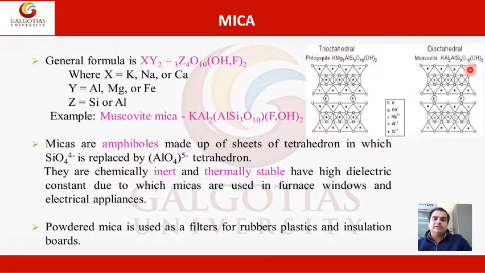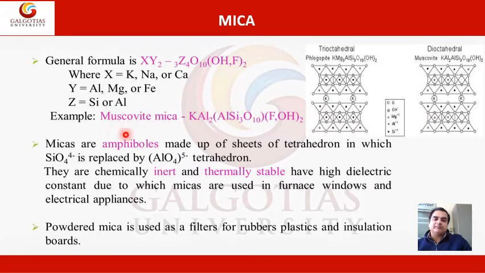As shown in the structures, these are the two examples: trioctahedral phlogopite, having the formula KMg3AlSi3O10(OH)2, and dioctahedral muscovite, KAl2AlSi3O10(OH)2. In both structures, the blank circles, these white dots, represent the oxygen atoms, while the dark circles represent the OH minus ions, the small circles represent the Mg ions, these structures represent the Al ions, and the black dots represent the Si4 plus ions. So these are the structures for the examples of the mica.